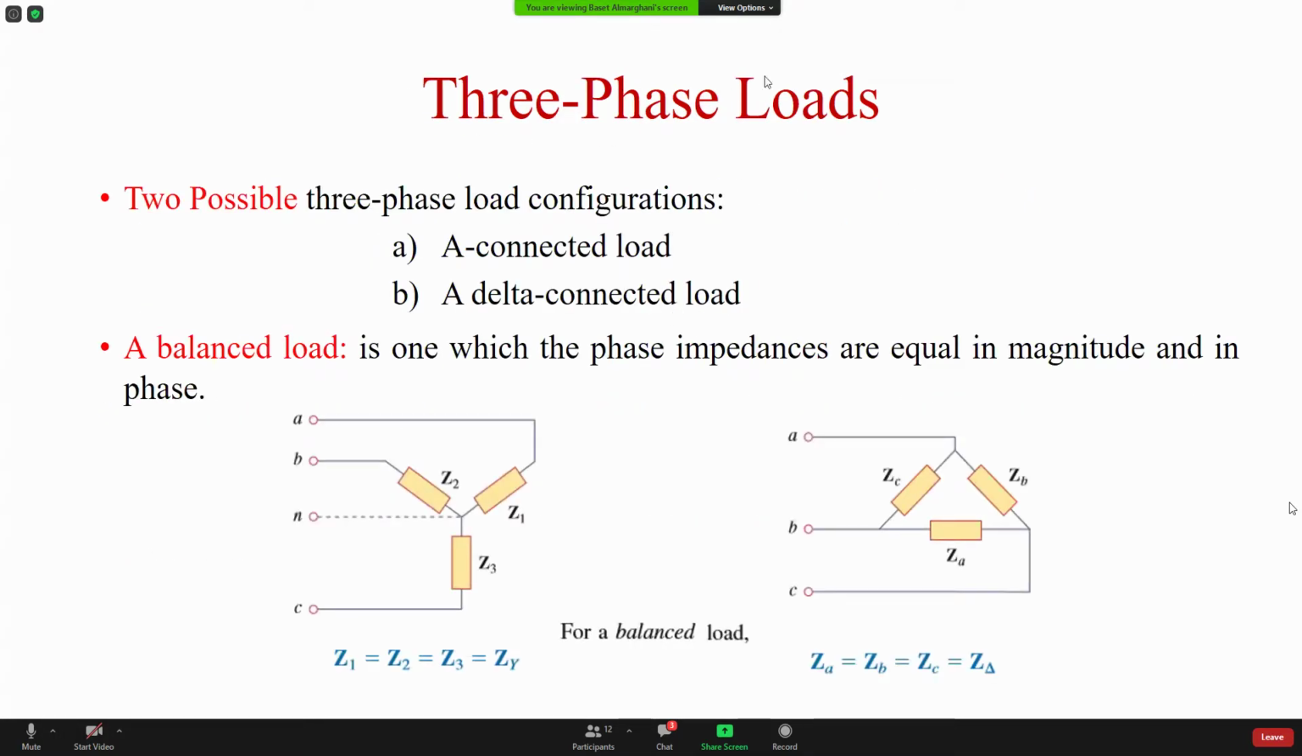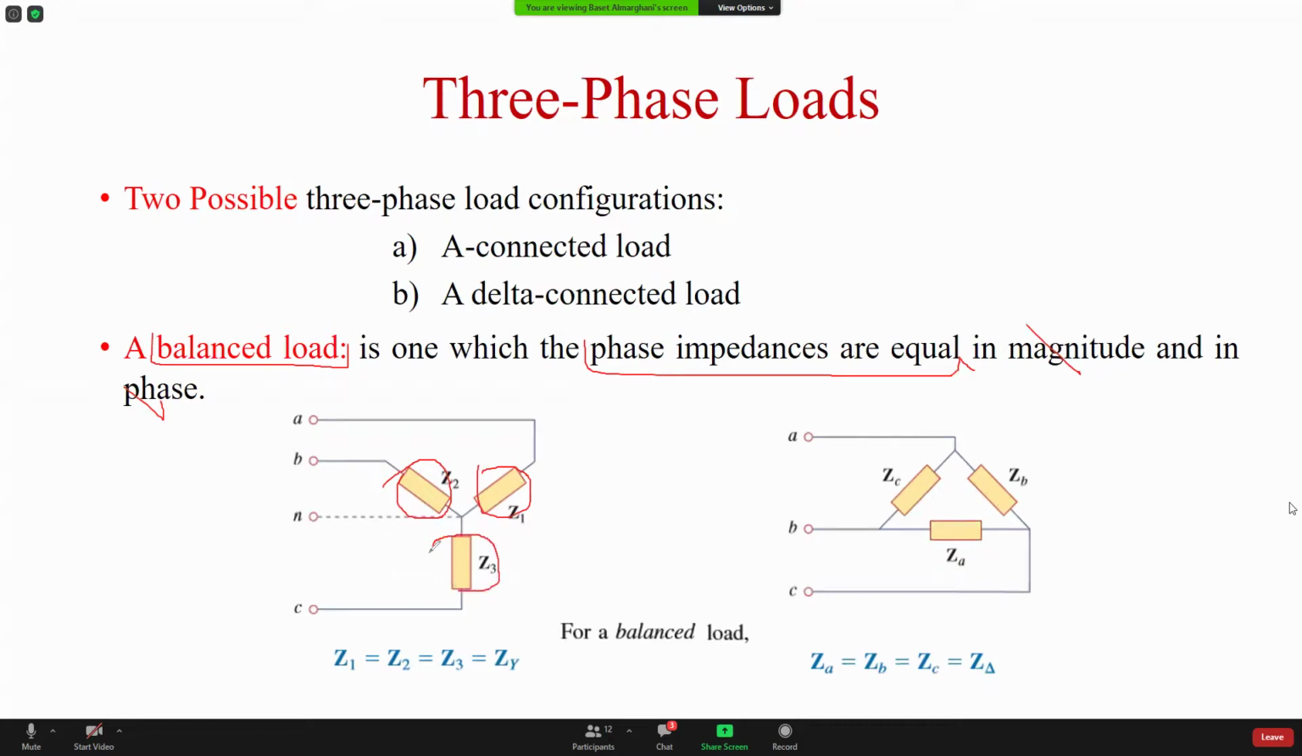These are just the connections, to remind you that not just the source can be connected Y or delta, the load as well can be connected Y or delta. So this is a Y connected load and this is a delta connected load. We're always going to do a balanced system, so the load will be balanced. What is a balanced load? Phase impedances are equal in magnitude and in phase.